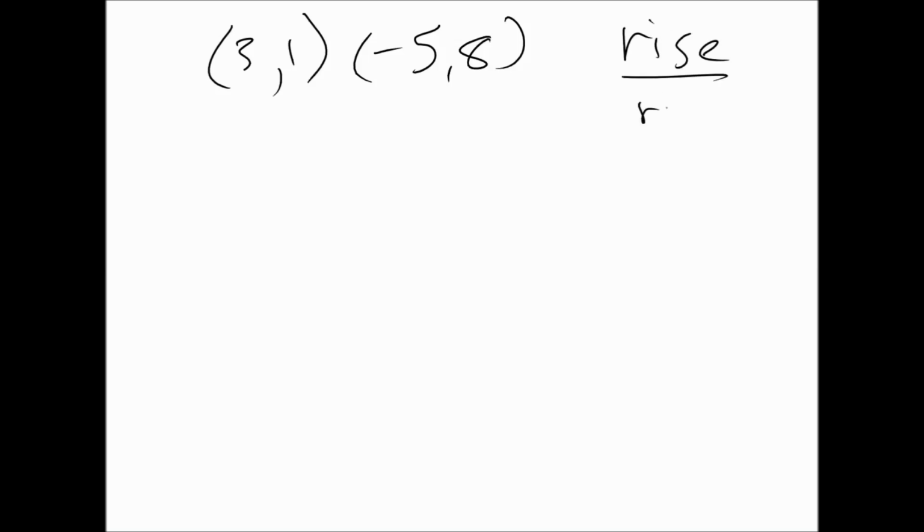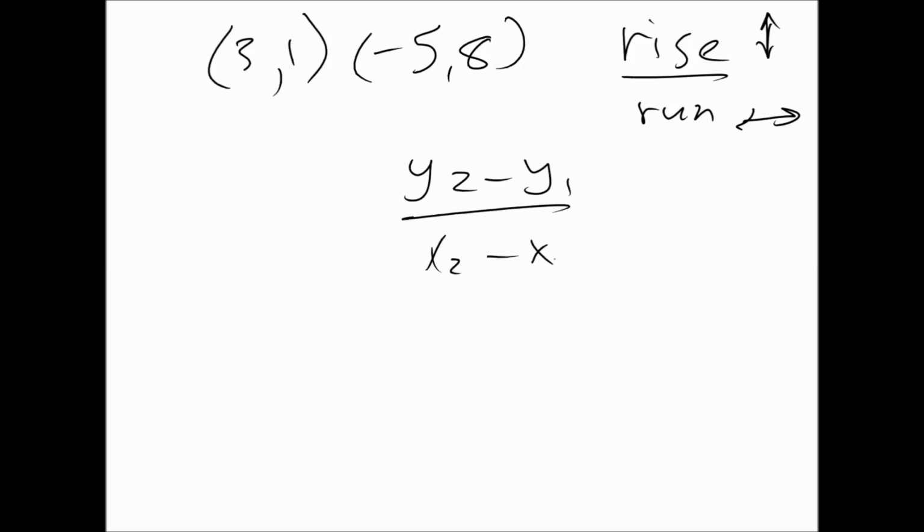Today we're going to focus on slope. The first thing we want to do is find the slope of a line if they give us 2 points. And let's say we have the points (3, 1) and (-5, 8). To find the slope of the line, remember slope is rise over run. That's the y up and down over the x left and right.